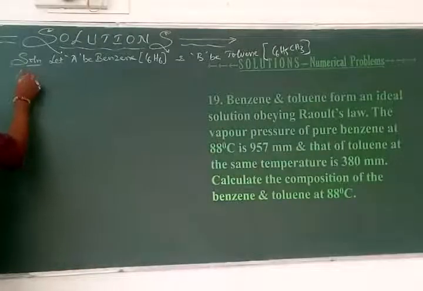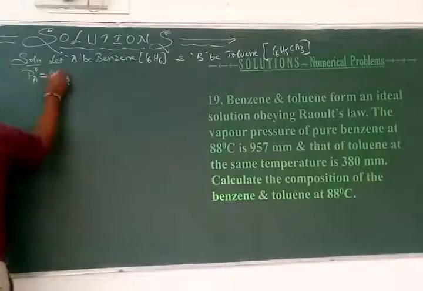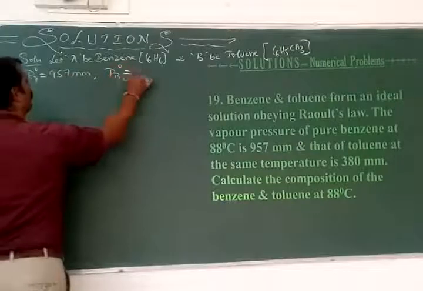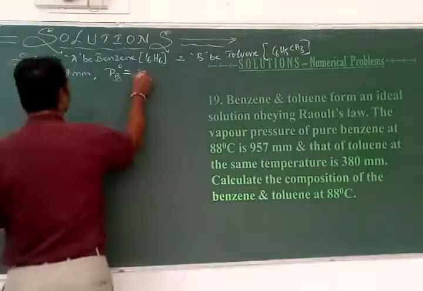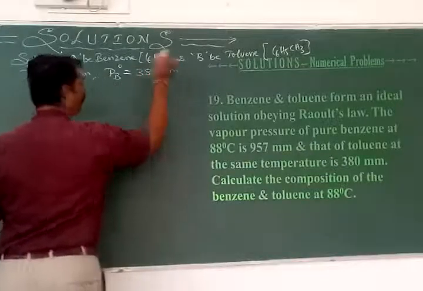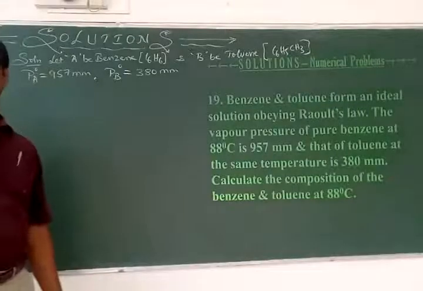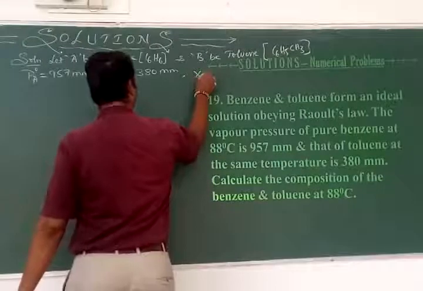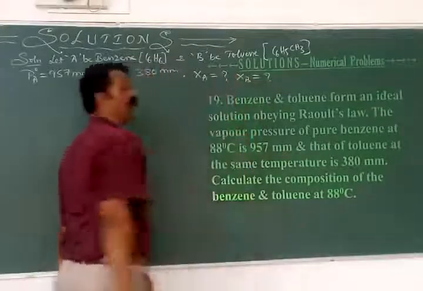The vapor pressures of pure benzene and toluene: the vapor pressure of pure benzene, PA naught, is 957 in terms of millimeter of mercury, and PB naught, where B here is not benzene but toluene, is 380 in the same mm of mercury. Calculate the composition of the mixture. Composition means either the number of moles or the mole fraction, whatever it may be. Here, XA we have to find out and XB also we have to find out.